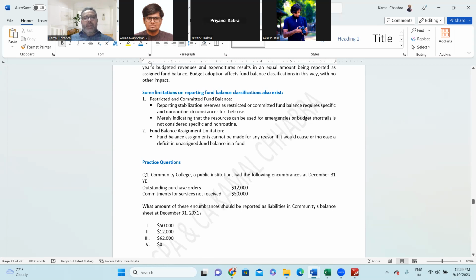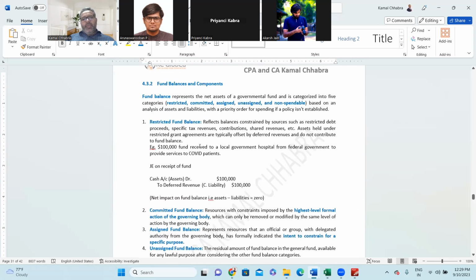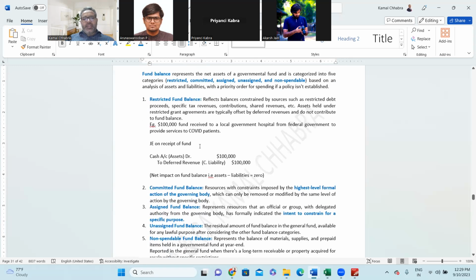The last one is fund balance assignment limitation. Fund balance assigned can be made for any reason, unless it would cause or increase a deficit in unassigned fund balance in a fund. So this is like the fund financial statement. Majorly what you need to keep in mind is these 5 categories of fund, and this allocation is required in the fund financial statement.